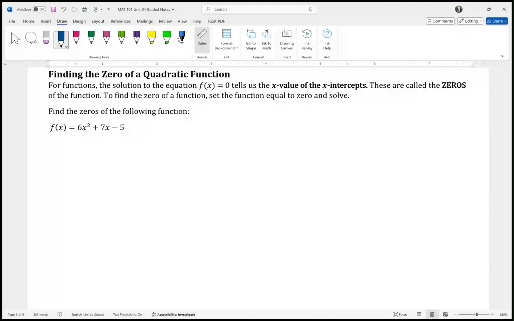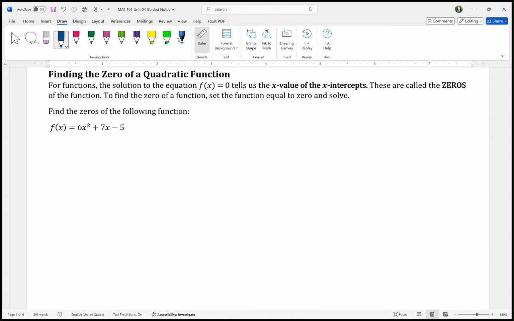Okay, let's talk about how to find the zero of a quadratic function. Previously we talked about solving quadratic equations. This is actually very similar. So let's remember again, what does it mean to find the zero of any function? It really means that your y value is 0 and you're trying to find your x value or values, depending on the function that you're given.